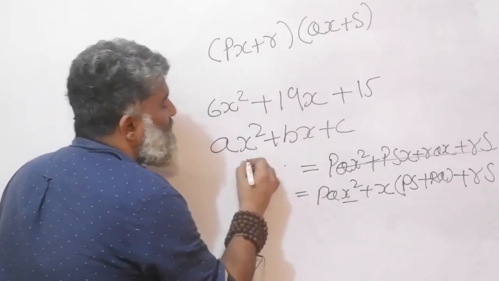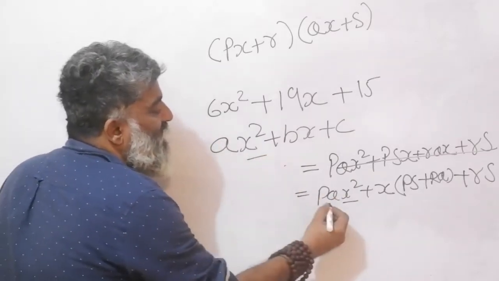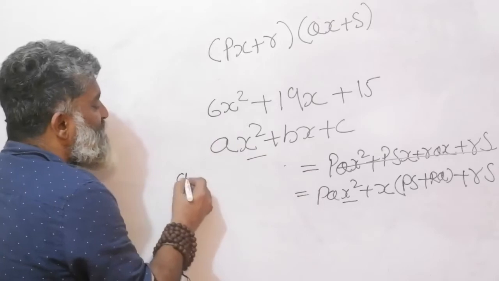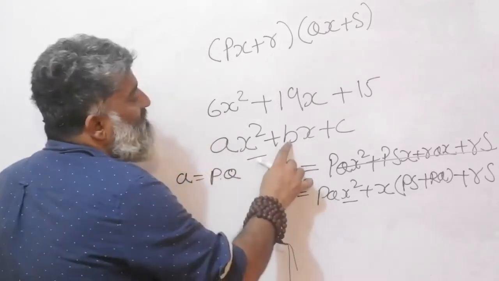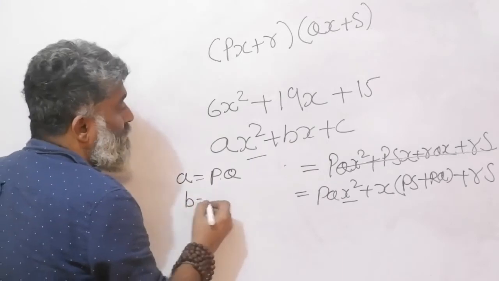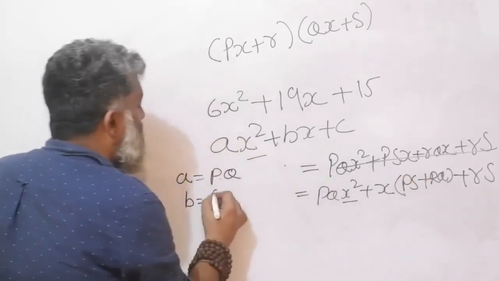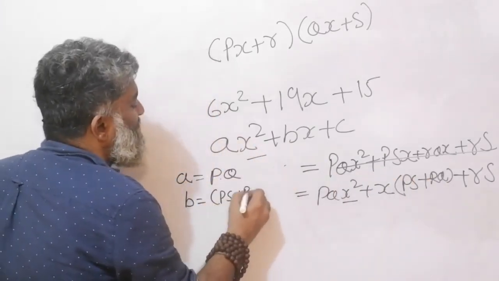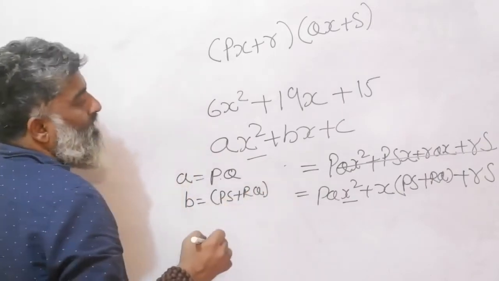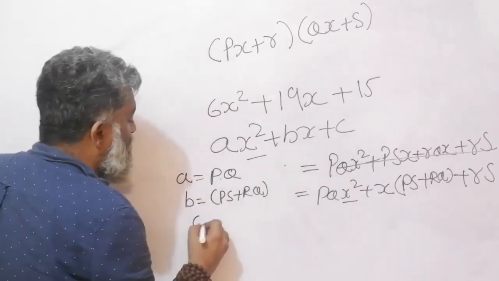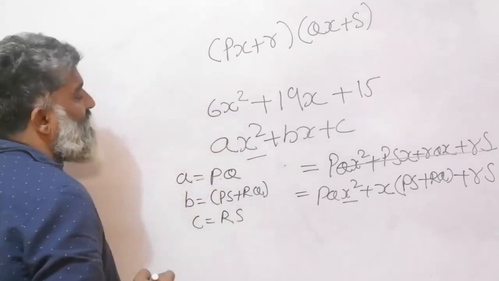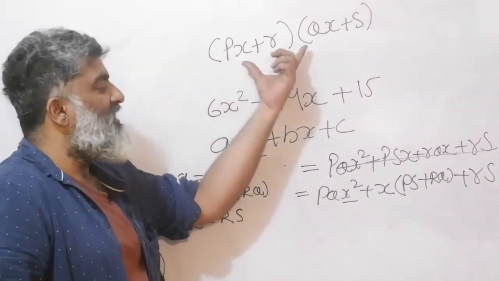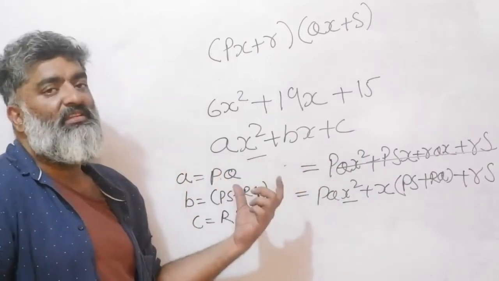So if I look at x square, I have a here and I have a pq here. So start capturing that. A is equal to pq. I have a b here, but here I have a PS plus RQ, and the C is equal to RS in the story. So just comparing, nothing, I multiplied the terms and I'm just comparing the story.